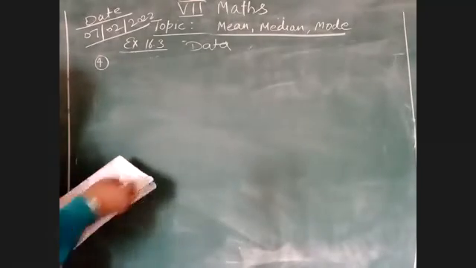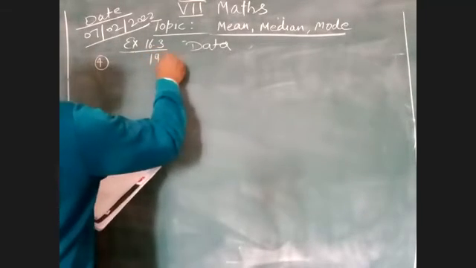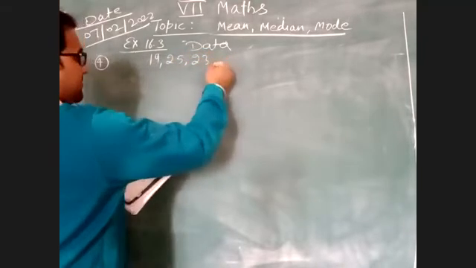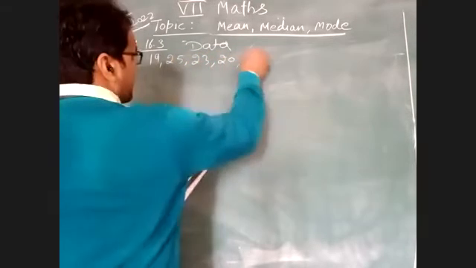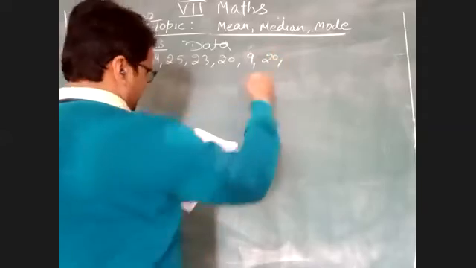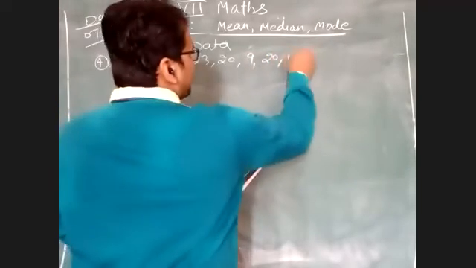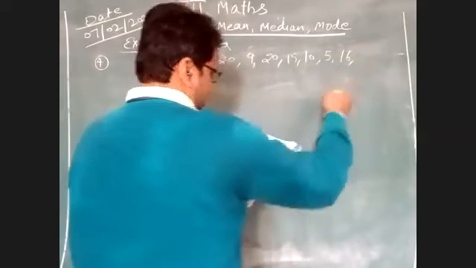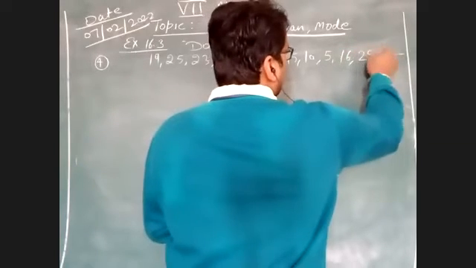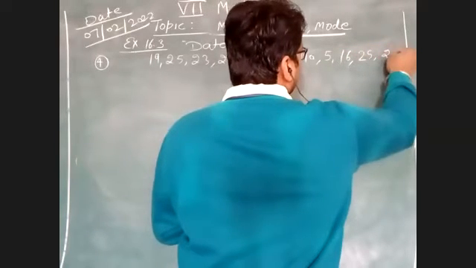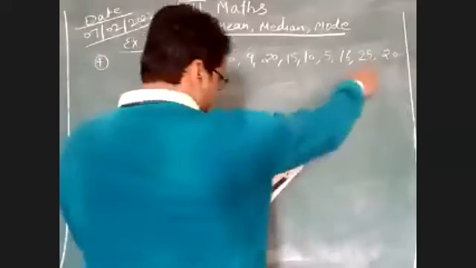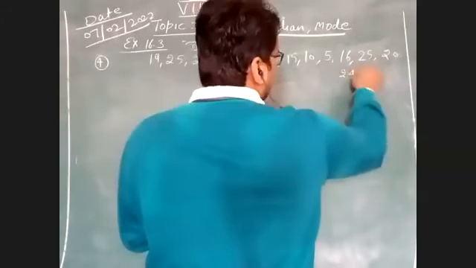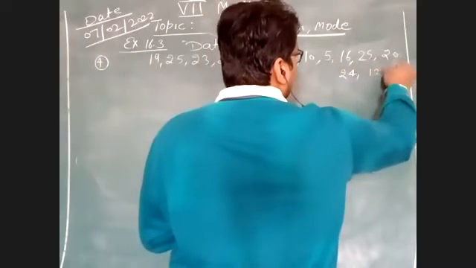In the fourth question, the data is given: 19, 25, 23, 20, 9, 20, 15, 10, 5, 16, 25, 20. Due to space issues, we are writing this data here. After 20, that is written 24, 12, and 20.